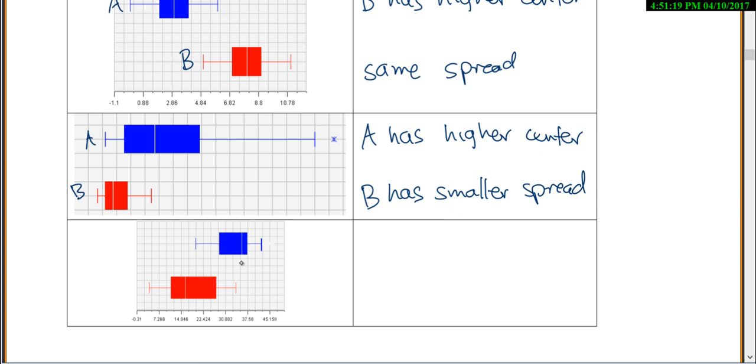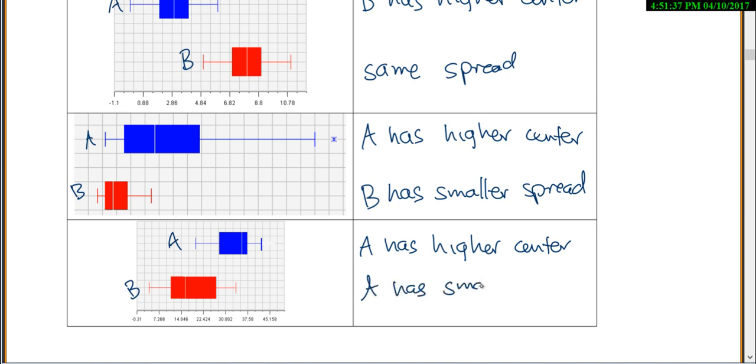Okay, let's look at this one, my last one, A and B. Looks like A has a higher center. The spread is a lot closer on these ones, but it looks like A is still slightly skinnier, so slightly smaller spread. So that's just comparing them visually, and we often want to compare two things just by looking at the box plots.